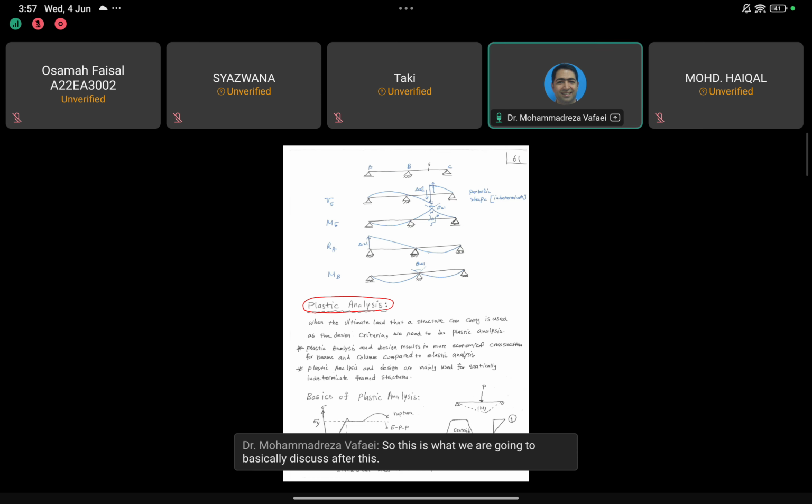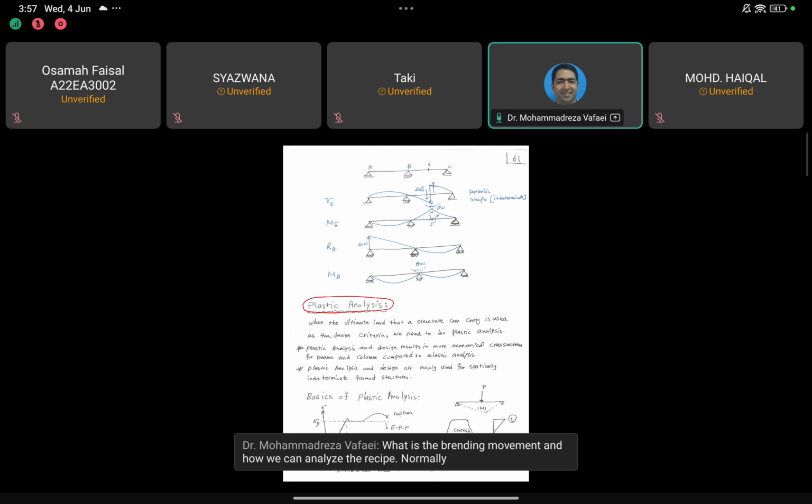The difference between plastic analysis and elastic analysis is that in elastic analysis, we assume that the stress inside all the materials we are using remains in the elastic zone. They don't reach yield yet. But in plastic analysis, we assume that they have passed the yield, and we want to see whether they are stable, what the bending moment is, and how we can analyze them.